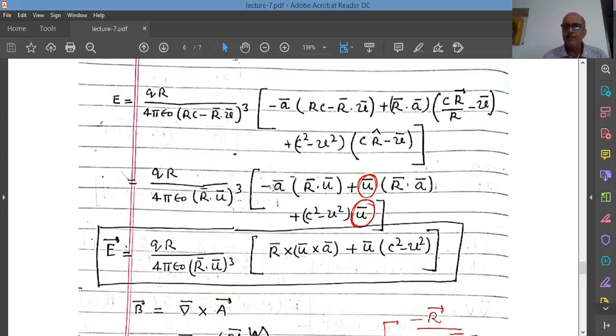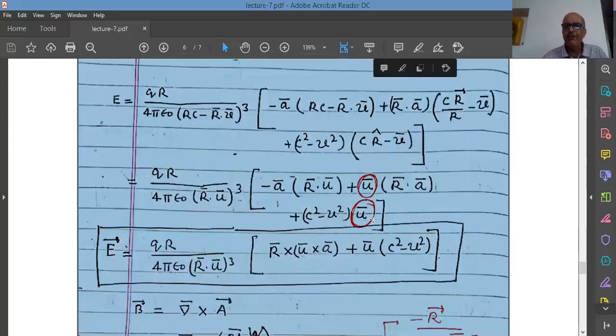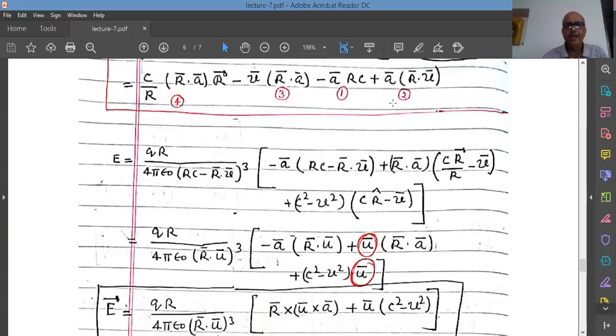These 2 terms can be combined together to write R cross U cross A. And the last term, U into (C square minus B square), that is as it is. So this way, by some practice, we can write the electric field vector as QR upon 4πε0 (R dot U) whole cube into [R cross U cross A plus U into (C square minus B square)]. If you find some difficulty in doing this, then you can follow what I have done on the upper side of this page.